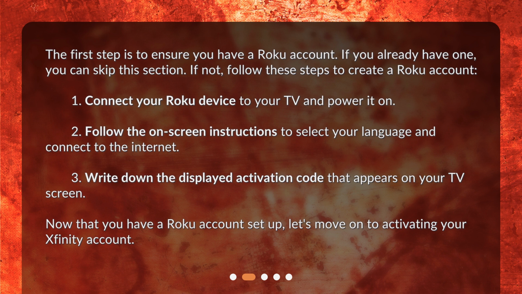1. Connect your Roku device to your TV and power it on. 2. Follow the on-screen instructions to select your language and connect to the internet. 3. Write down the displayed activation code that appears on your TV screen. Now that you have a Roku account set up, let's move on to activating your Xfinity account.